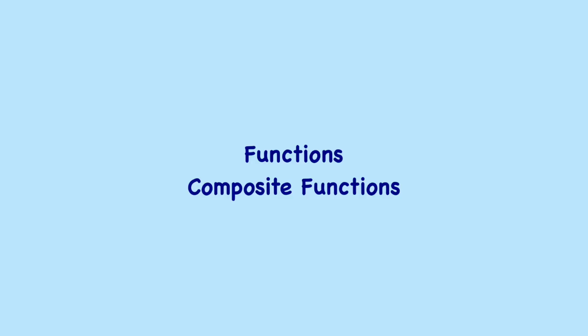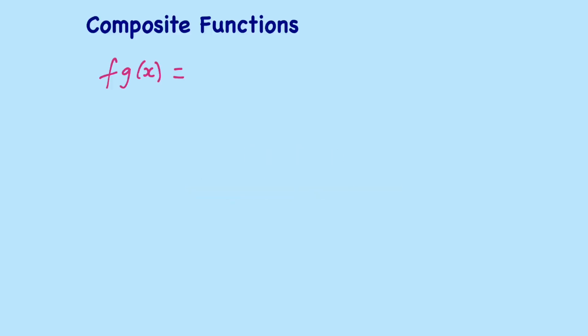Composite functions. Functions can also be combined to form composite functions, such as f g x. This can also be written as f brackets g of x, which means x goes into the function g, and then this answer goes into the function f. This is the formal way of writing it. This just helps you realise what order it goes in.